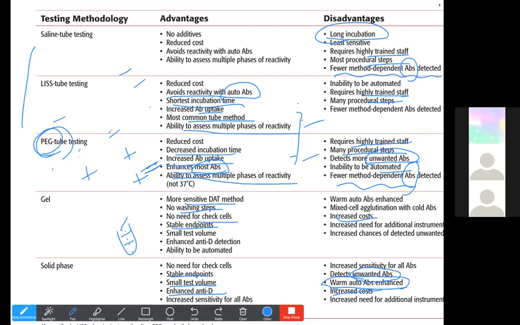So this is the same in the gel and the solid phase also. We have the solid phase, which is detecting many unwanted antibodies. And the warm antibodies are usually enhanced with both the gel and the solid phase. So then there is an increased need for additional instruments, and increased chances of detecting unwanted antibodies with both the gel and the solid phase. The solid phase has more sensitivity for all antibodies, so it can detect all of them, although the warm antibodies are enhanced with both the solid and the gel phase.